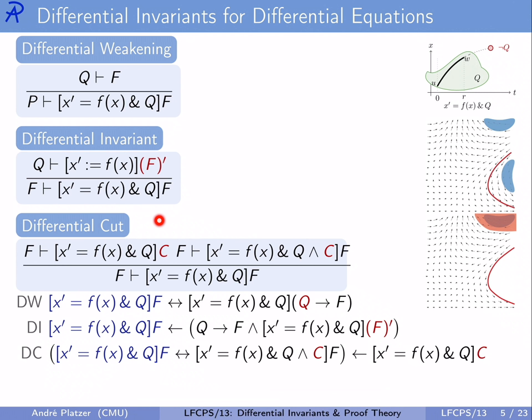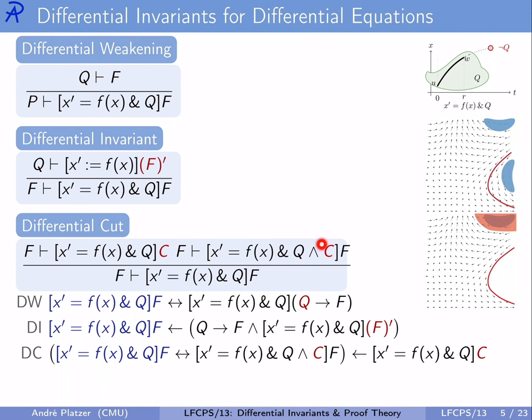And the differential cuts, where we first prove something else about a differential equation. So we first prove that we can't leave the region C, and then we assume the system to remain within the region C, which sounds like a change in the dynamics of the system, but it really is only a pseudo change, because even if the textual description changed, we assume more here, we first prove that we can assume it.